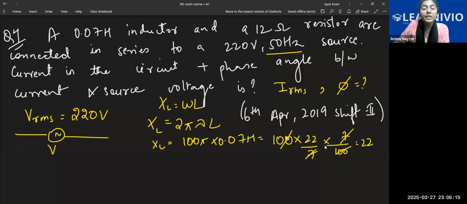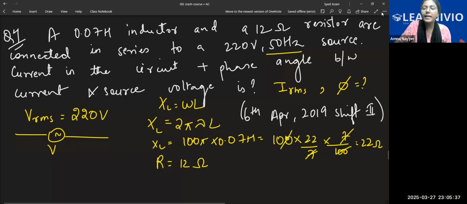What will be the unit, Meera? Henry? No, ma'am. XL is doing the work of resistance. So it will be ohm. Very good. So this is the XL. Resistance is already given as 12 ohm.